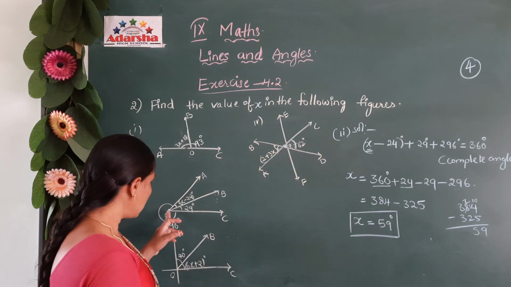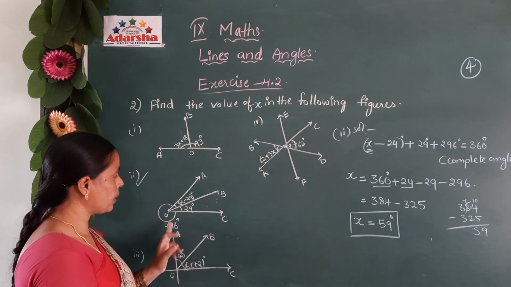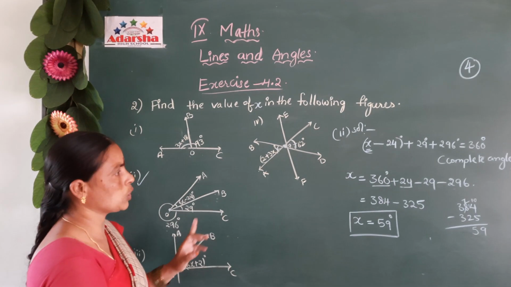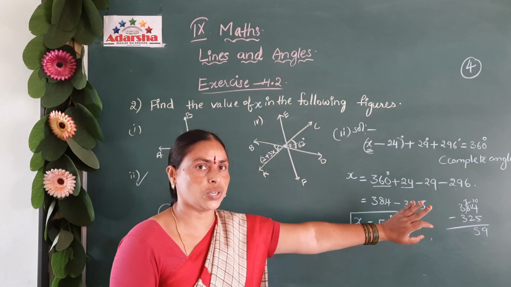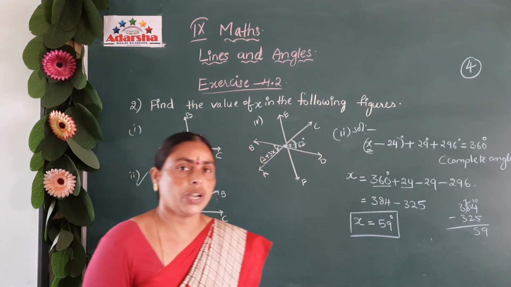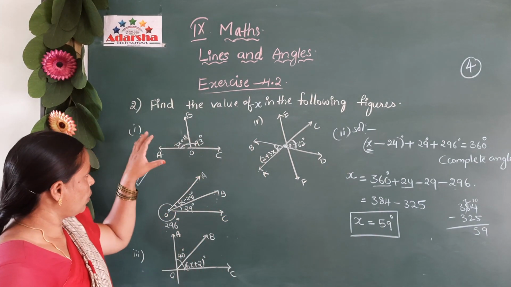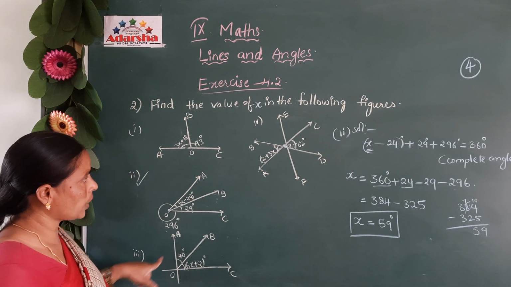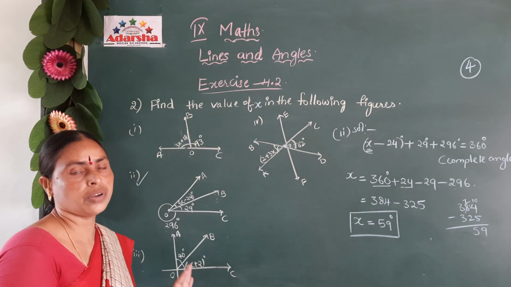Okay. Here this is the complete angle. Here three angles are given. The sum of these three angles equals the complete angle measure, 360 degrees. By solving that equation we got x equal to 59 degrees. Okay. Here remaining first, third and fourth you have to do yourself.